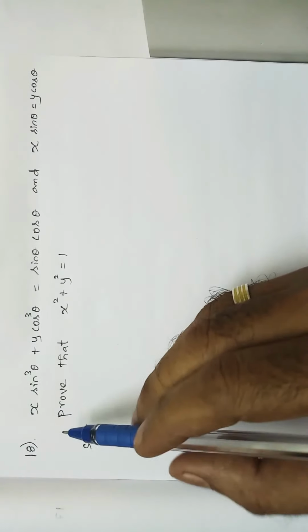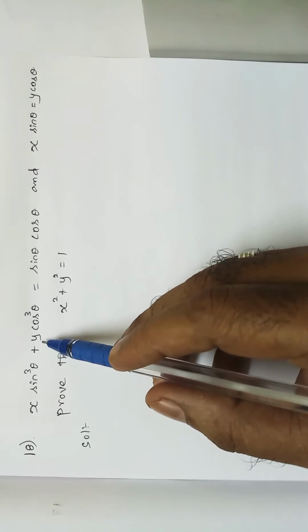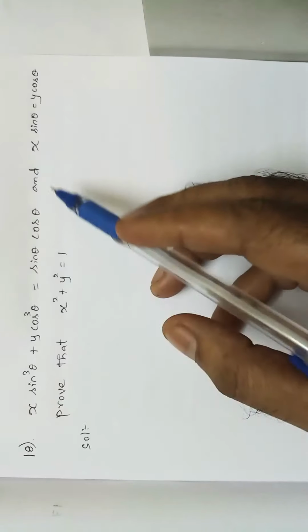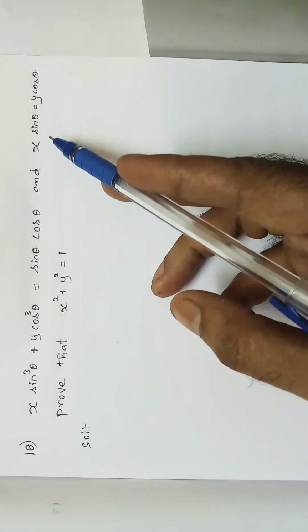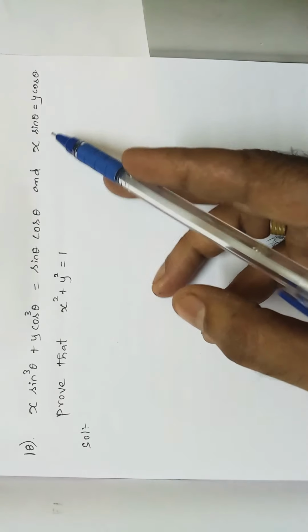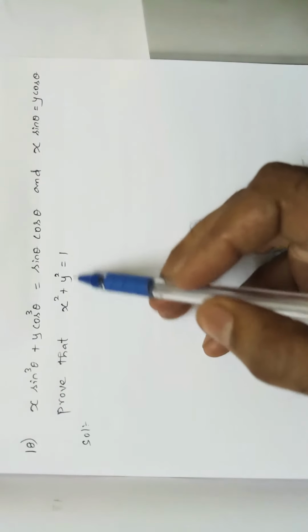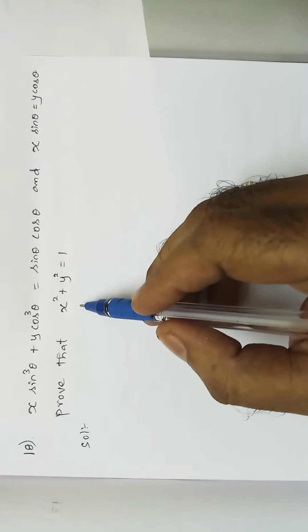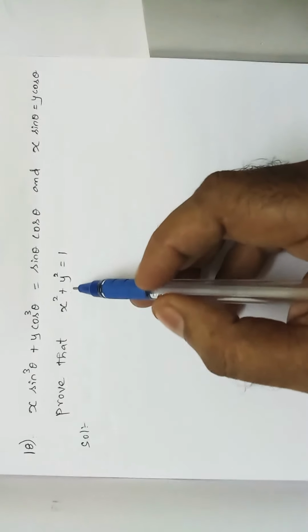So number 18, right? x sin cube theta plus y cos cube theta is equal to sin theta into cos theta, and x sin theta is equal to y cos theta. Prove that x square plus y square is equal to 1. Just taking the LHS, we want to bring the RHS. See, LHS x square plus y square equal to 1.